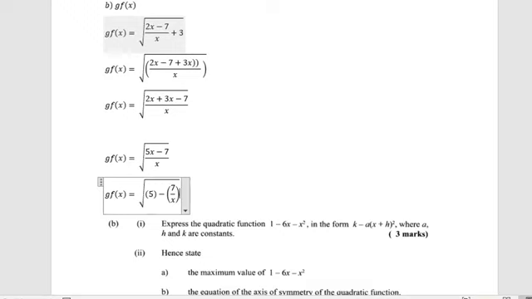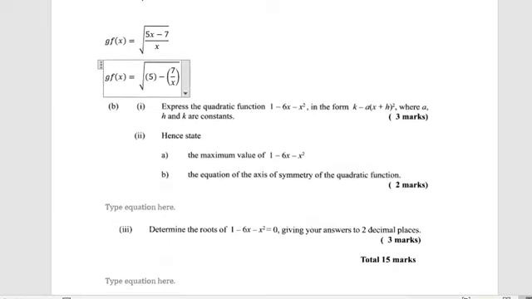So now part B says express the quadratic function 1 minus 6x minus x squared in the form of k minus a open bracket x plus h squared, where a, h, and k are constants. So what we're going to do first is work out our bracket here of x plus h. That will help us in writing it to get exactly what the numbers from 1 minus 6x minus x squared are.